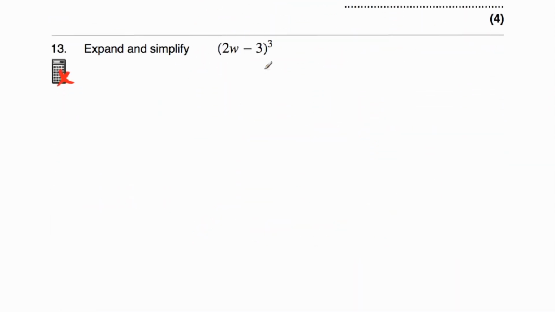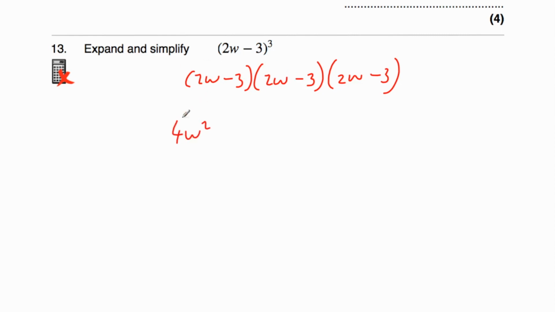So question number 13, we've been asked to expand and simplify 2w minus 3 cubed. So again, that means 2w minus 3, 2w minus 3, 2w minus 3. So let's expand our first pair of brackets and see what we get. 2w times 2w would be 4w squared. 2w times minus 3 would be minus 6w. Minus 3 times 2w would be minus 6w. And minus 3 times minus 3 is 9. And we still need to multiply that by 2w minus 3.